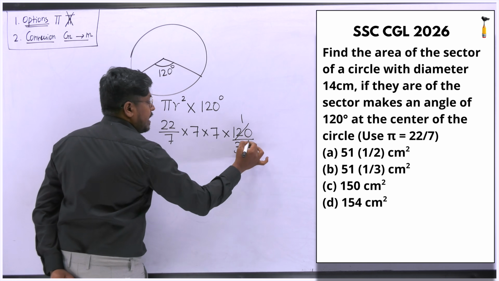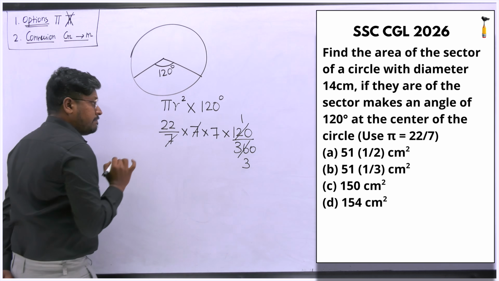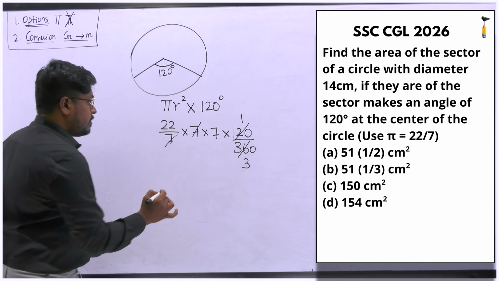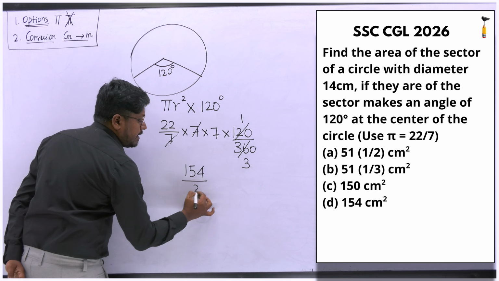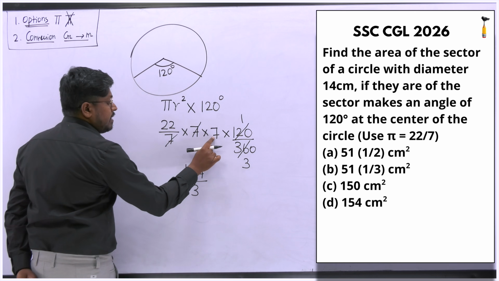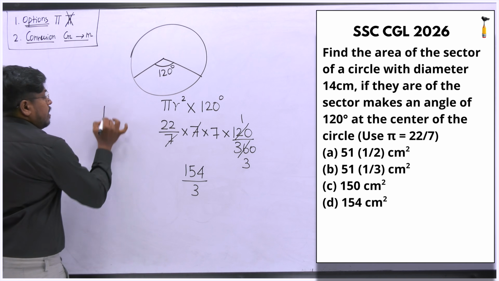So 121 times, this will be 3 times 7, 7 we can cancel it. I think that's it. We can't cancel further. So the answer will be 154 divided by 3 because 22 into 7 will be 154. In the denominator we have 3. So now look at the options.